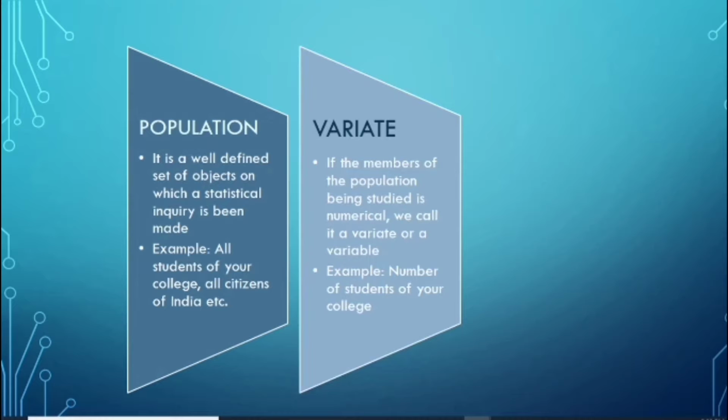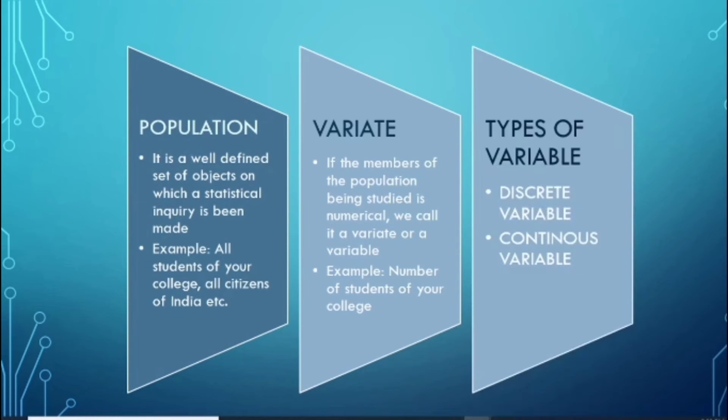Next is a variate. If the members of a population that is being studied take a numerical value, we call it a variate or a variable. Basically, it refers to a quantity. Example, number of students of your college. Next is the types of variables.